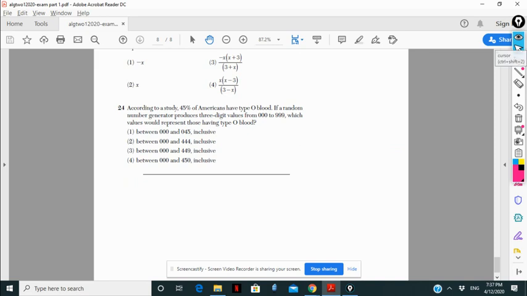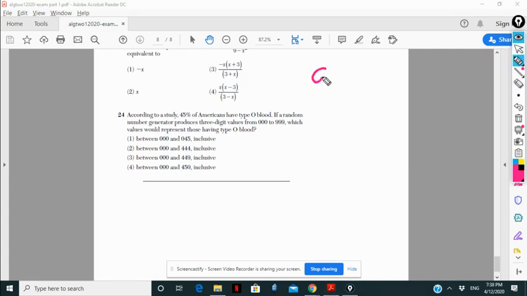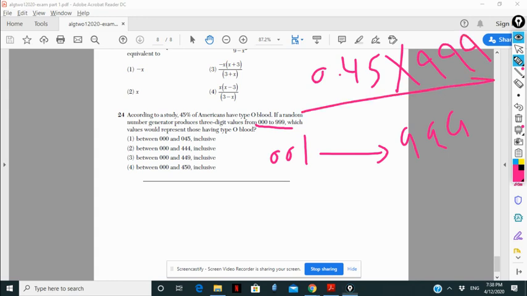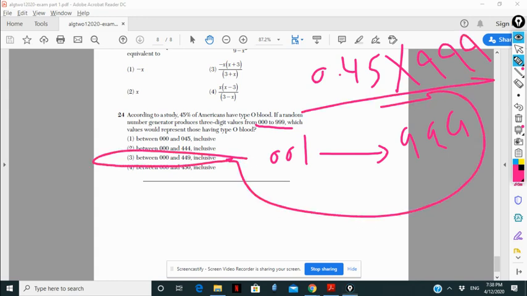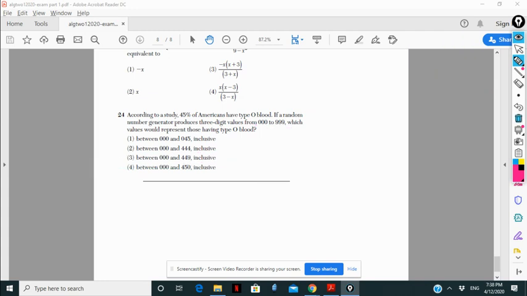According to the study, 45% of Americans have the O type. He gave me that if the random generator produced 3 digits starting from 001 to 999, which value would represent the type O? So here the domain is starting from 001 to 999, which means I'm multiplying by 999. If you do that, it's going to give you number 3, 449. That's the end of part 1.